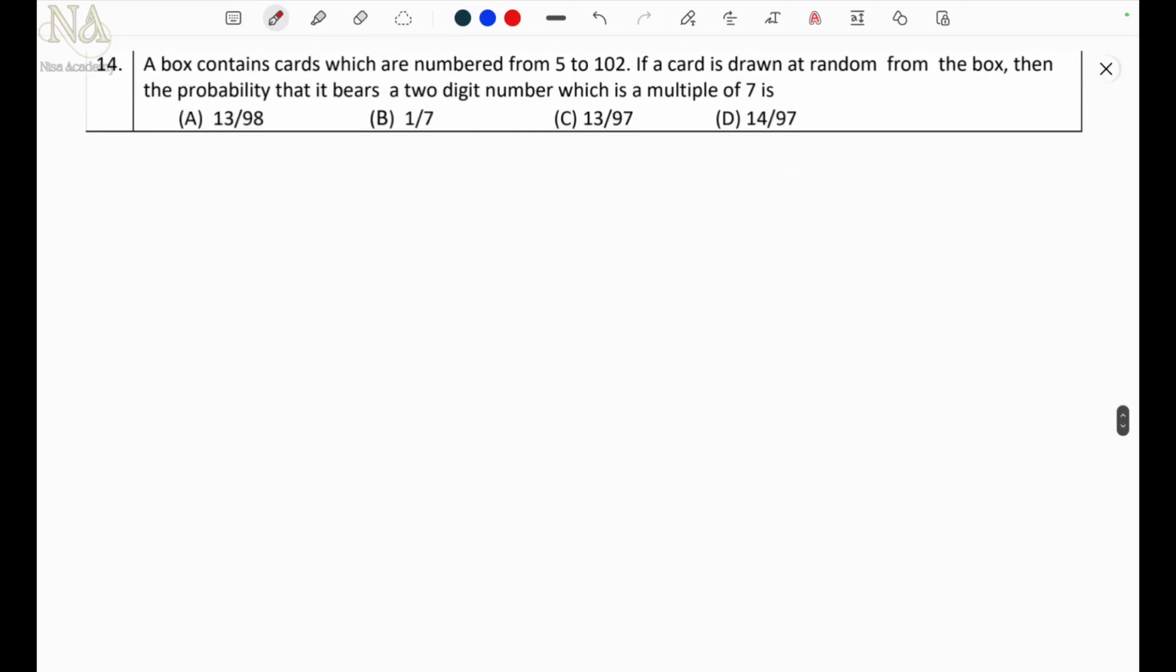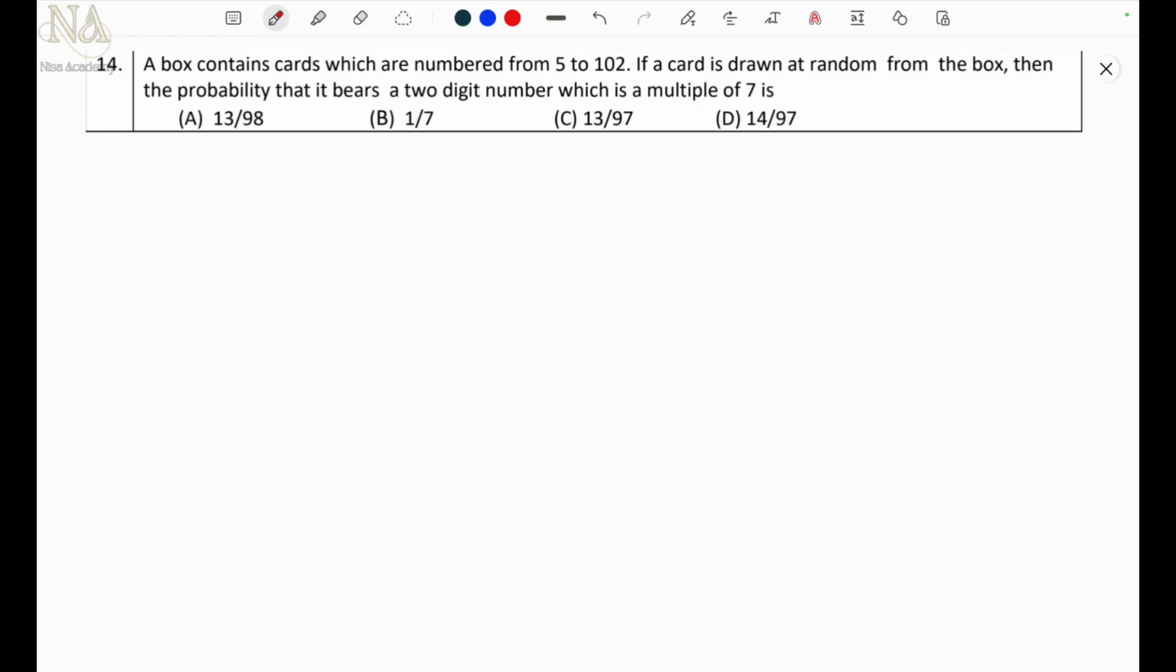A box contains cards which are numbered from 5 to 102. If a card is drawn at random from the box, then the probability that it bears a 2-digit number which is a multiple of 7 is. Okay, so see, they are numbered from 5 to 102. So total number of cards, now most of the students will make a mistake here. They will say there are 97 cards. Okay, that is the mistake they will do.